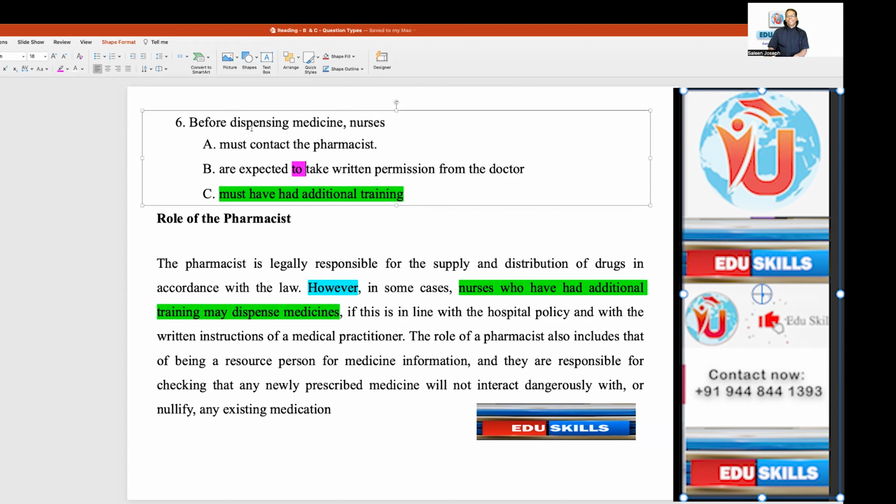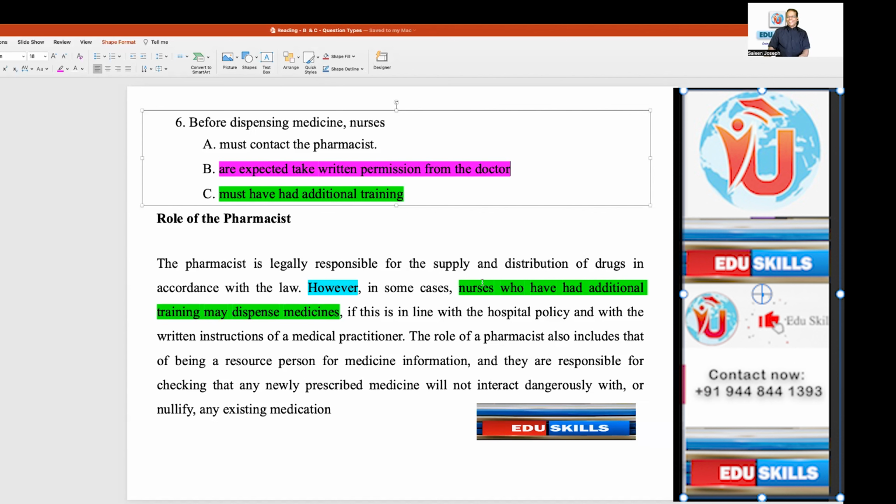This is another example. Very fact, grammatically, when you read, you get it. Once you develop competency, don't worry now. As you go on practicing, beginners don't get confused. Before dispensing medicine, nurses are expected to take. You cannot say that. Expected to take. The word to is not there. Okay, I added it just now. That's not in the answer option. So this is a grammatical error. Are you convinced? Yes, Father.